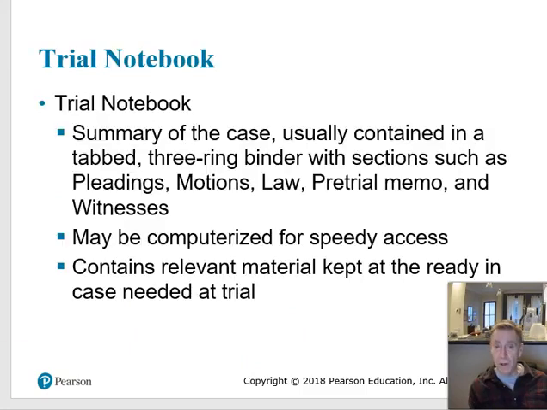Organize a trial notebook. A trial notebook is a summary of the case. It's usually contained in a 3-ring binder with sections such as pleadings, motions, law, pretrial memo, and witnesses. Often computerized these days and put on a laptop. Contains relevant material kept at the ready in case needed at trial.